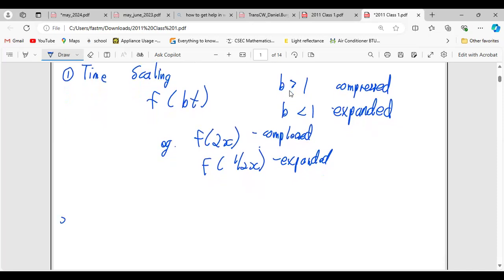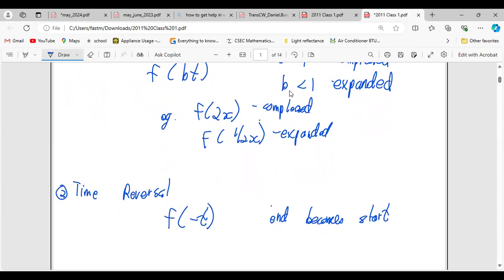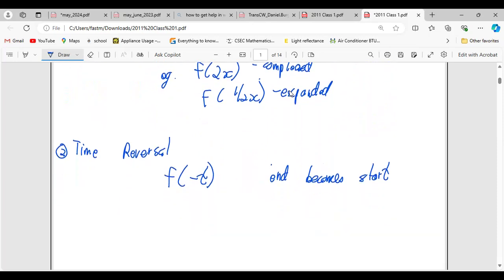And then the second function you need to know how to do is something called time reversal, which you should be familiar with. So that'll be f of minus t. That's just a flip. So the end becomes the start. You're just flipping. You'll appreciate this more when you jump to the MATLAB.